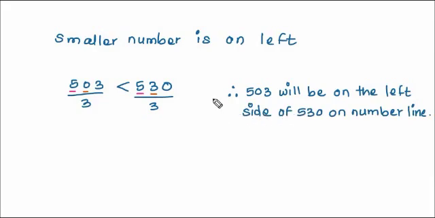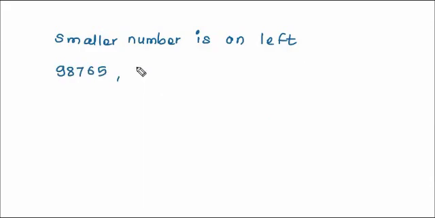Let's take another number. So the first check is the number of digits. There are 5 digits here. There are 5 digits here. We cannot make out which number is smaller or which number is greater from the number of digits because they are the same. The next is to look at the leftmost digit. In the leftmost digit, 9 here, 5 here. 9 is greater than 5. So we know that 98765 is going to be greater than 56789.